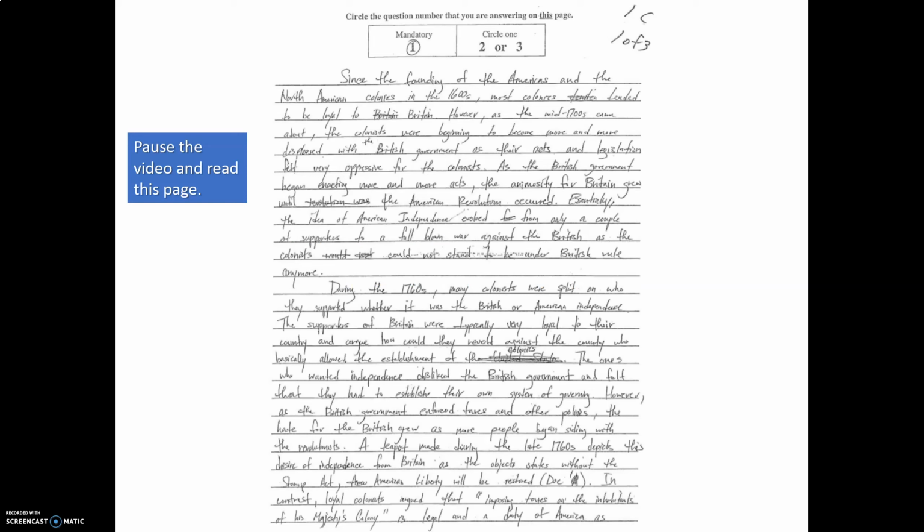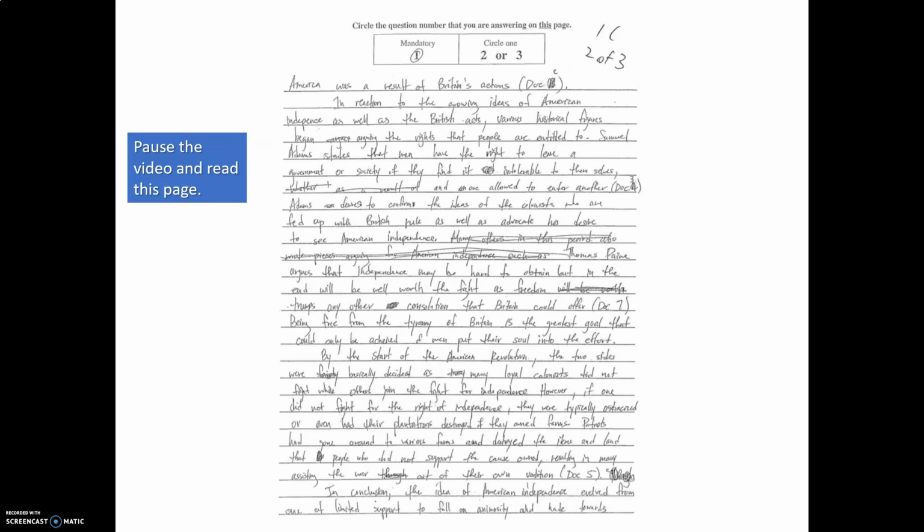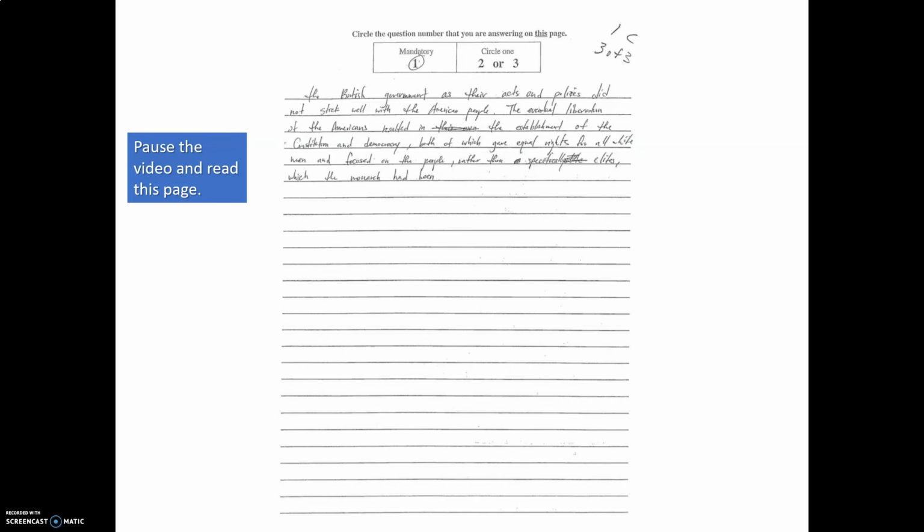Let's look at another student response. Please pause and read every page, please. This is page 1. Pause and read. Page 2, pause and read. And the final page, pause and read, please.